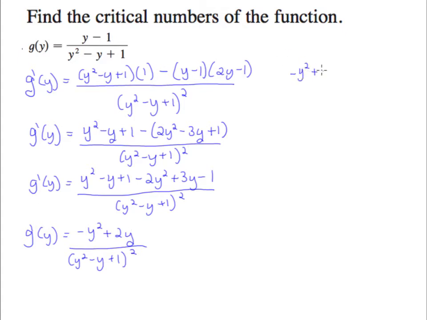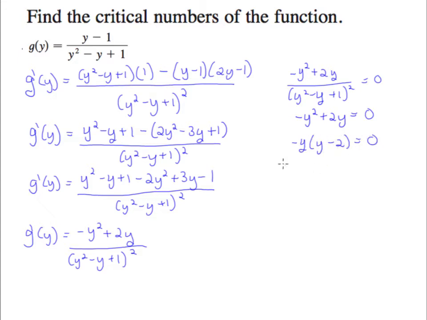So remember, the next step is you're going to set the derivative equal to 0. Now here's a nice trick about fractions. The only way a fraction equals 0 is if the numerator equals 0. So let's just set the top equal to 0. I'm going to factor out a GCF, set each of those factors equal to 0, and solve. So I have two critical values here, at 0 and negative 2.